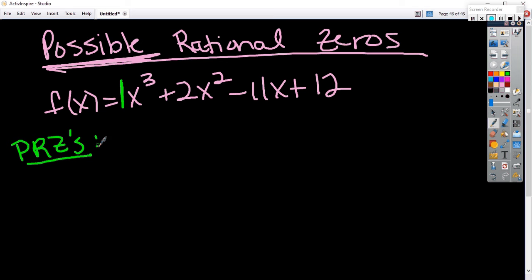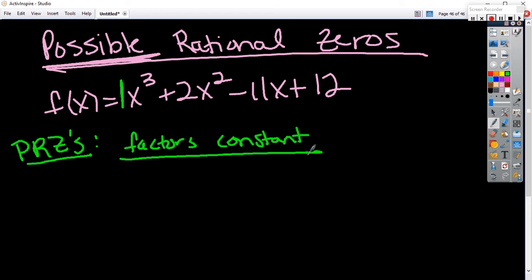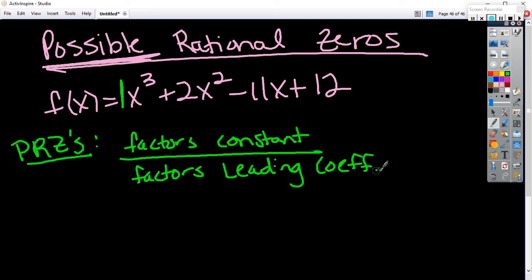To list the PRZs, this is the hardest part of it in my opinion. We list the factors of the constant divided by the factors of the leading coefficient. It is a lot of work.